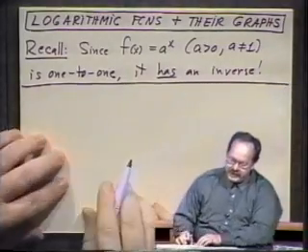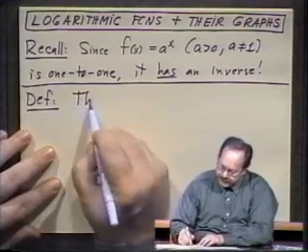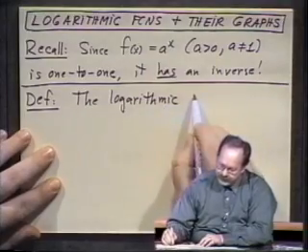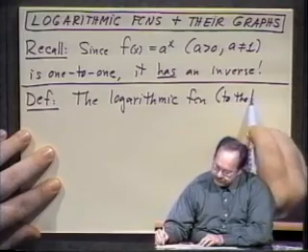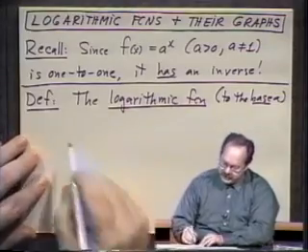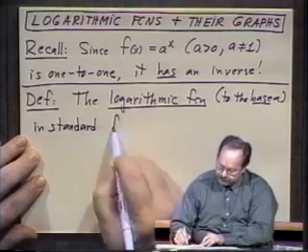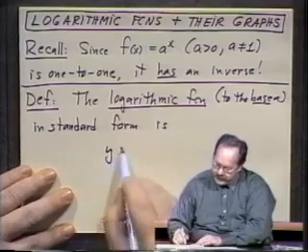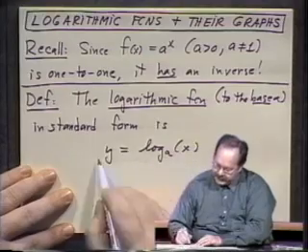And we're going to give it a name. And here we go. Definition: the logarithmic function, and we'll put in parentheses here, to the base a. You'll see where the a comes in. The logarithmic function to the base a in standard form is the following. Y equals log subscript base a of x.